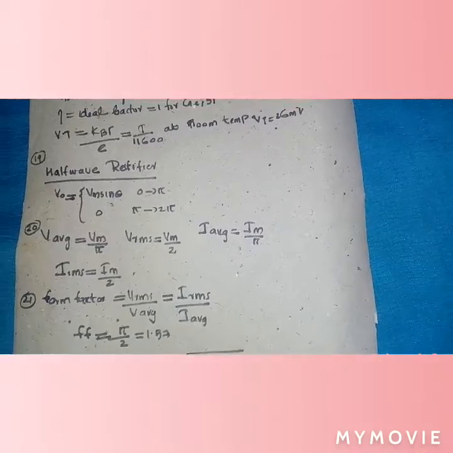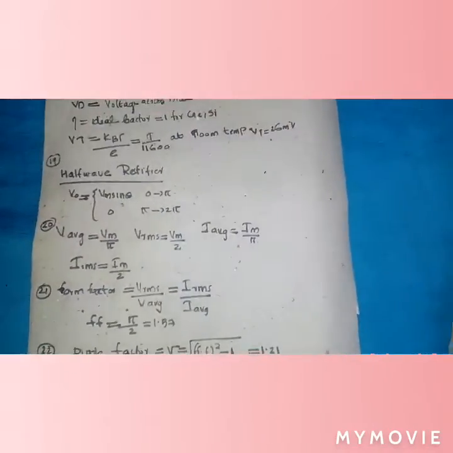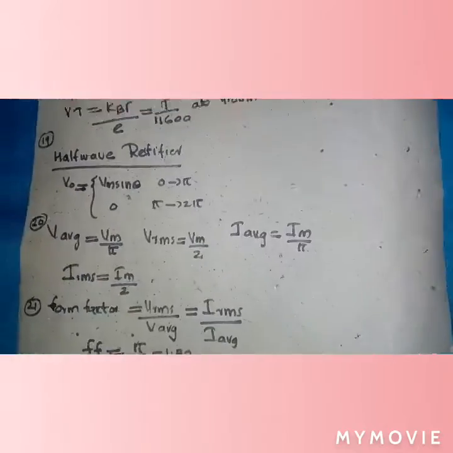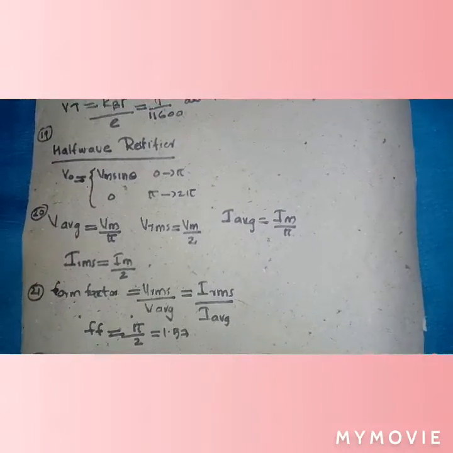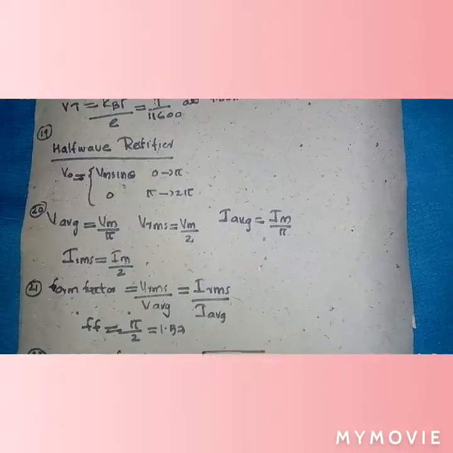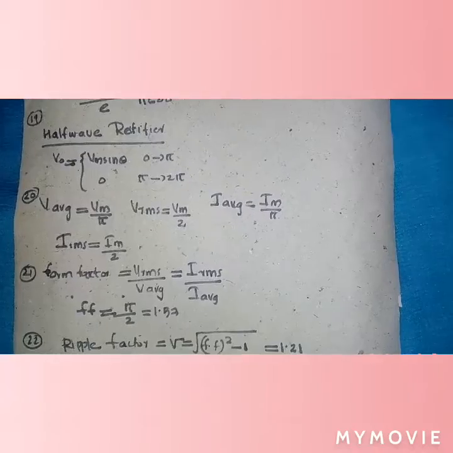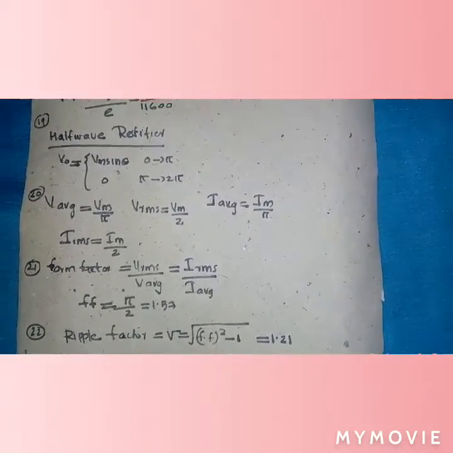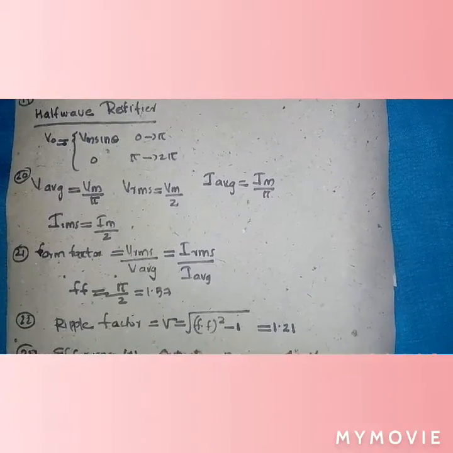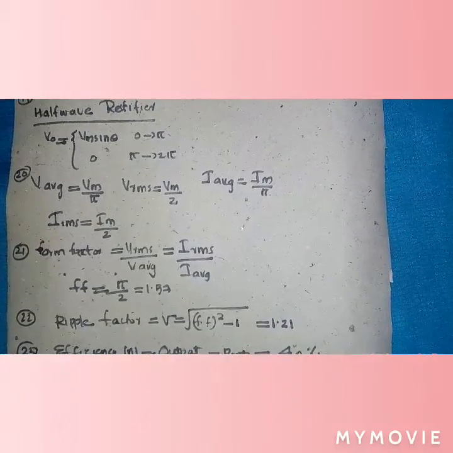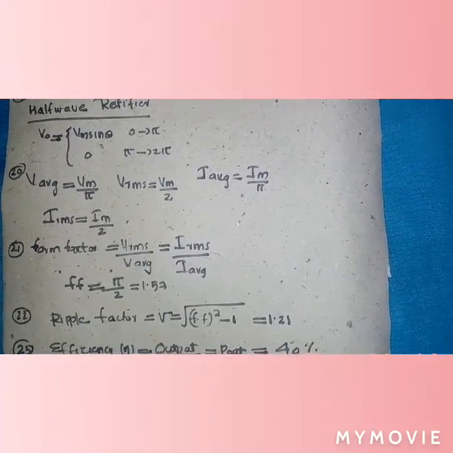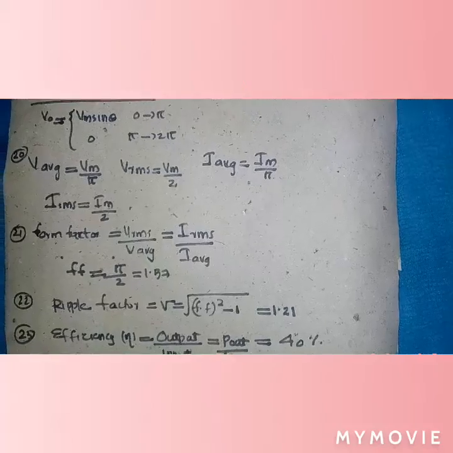Form factor is the ratio of Vrms by V average, that is also equal to Irms by I average. Form factor is equal to pi by 2, 1.57 for half wave rectifier. Ripple factor is gamma, that is equal to under root form factor square minus 1, that is equal to 1.21.